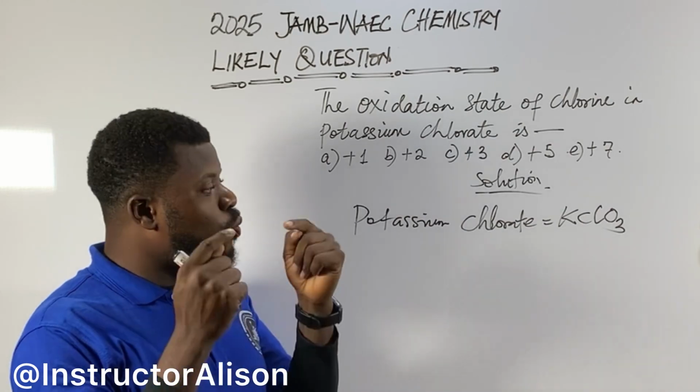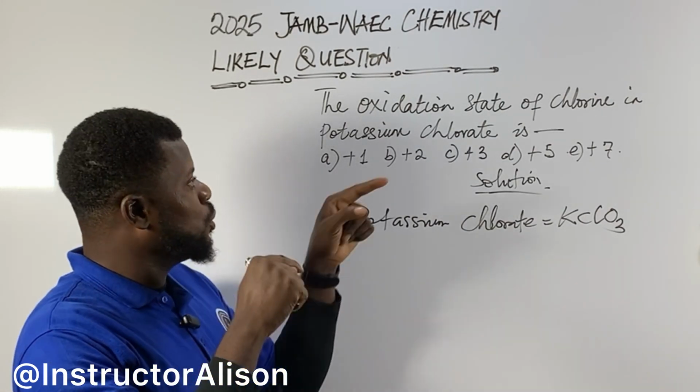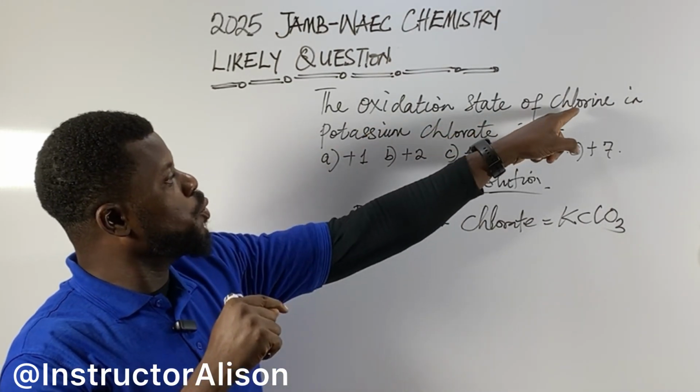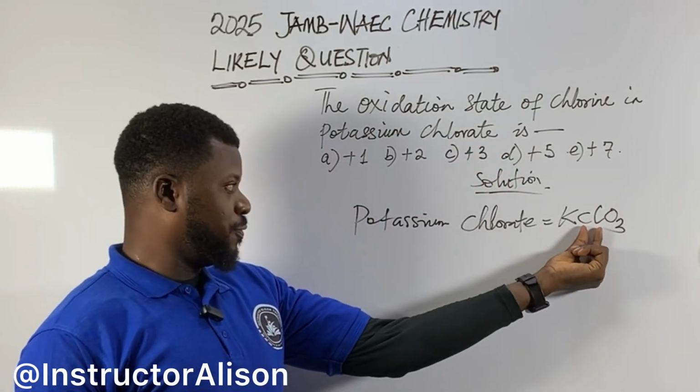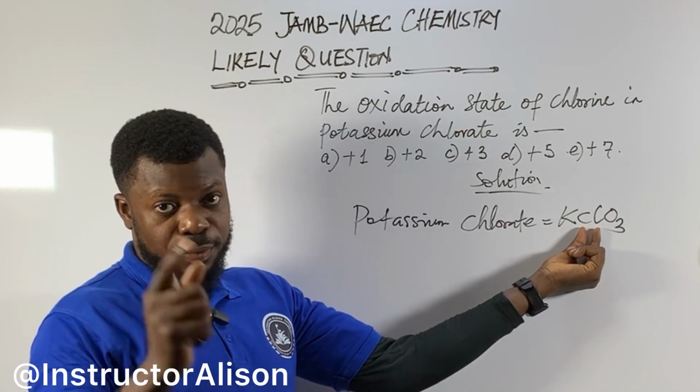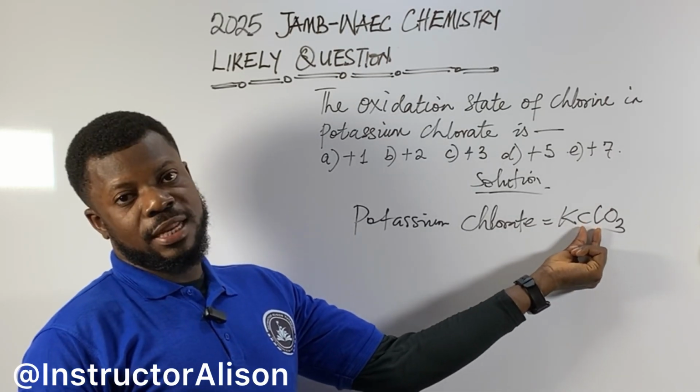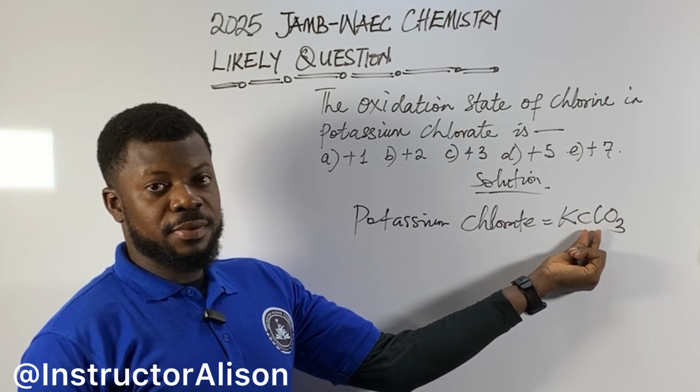Now they can ask what the oxidation number, the oxidation state of chlorine inside this one is. You see this formula has chlorine inside. So chlorine, let it be X. Some people will say, let this chlorine be represented as X.